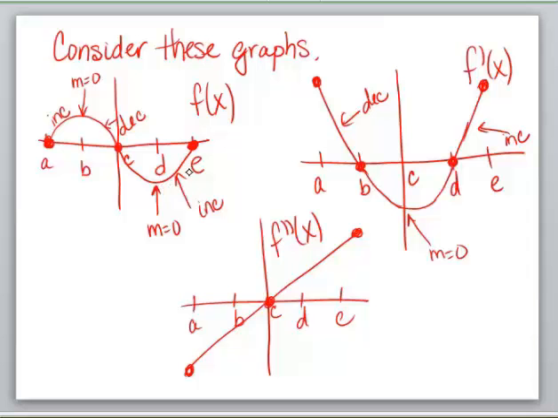Then from D to E, you can see that it's all positive slopes. First, a slight slope, and then it gets more and more steep. So that's why it gets higher and higher.